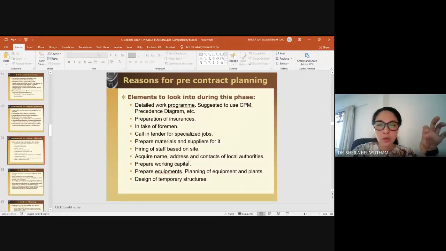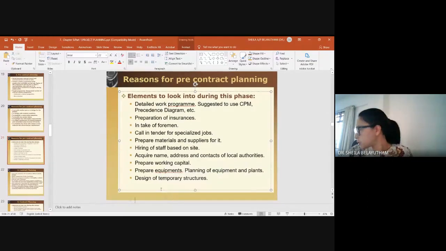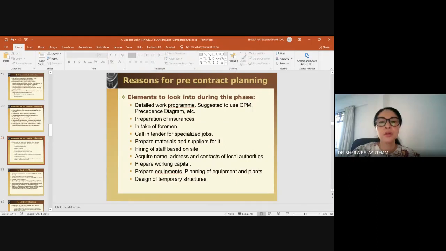Working capital. The cost of starting up, kicking off the project, preparing equipment, and also design of temporary structures. Temporary structures, basically, we will be talking about temporary roads, temporary drainage, sediment pond, workers' quarters, hoarding surrounding your area. There are a lot of temporary elements that you need to think of. The utilities, electricity, water supply, and so on. A lot of things that you need to think of before you can even step a foot into the site.